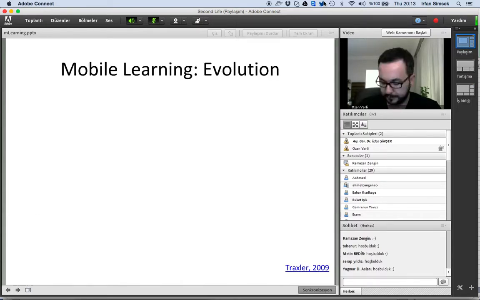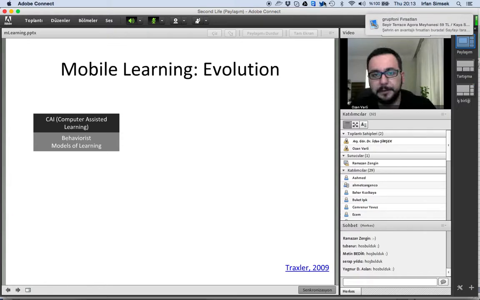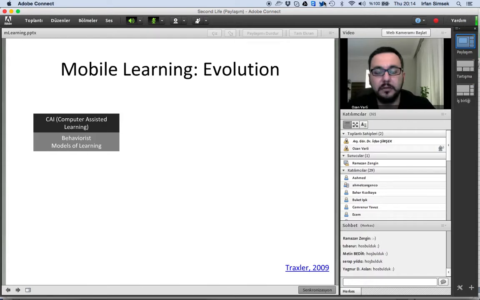All right, so let's just take a look at the evolution of mobile learning. This is not actually for mobile learning only. It can be applied to e-learning or computer-assisted instruction. The field is full of acronyms, like CAI or COL or MOL or TELL. And these are all acronyms that really tell us that we're still in search of a concept or a definition of how to understand this process.